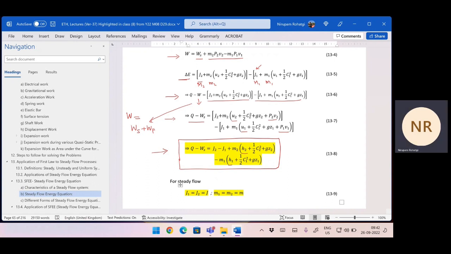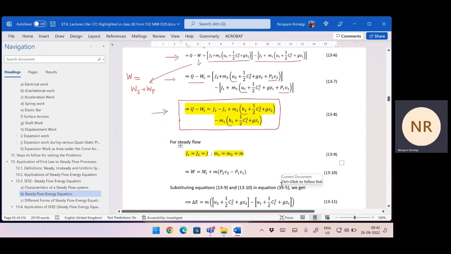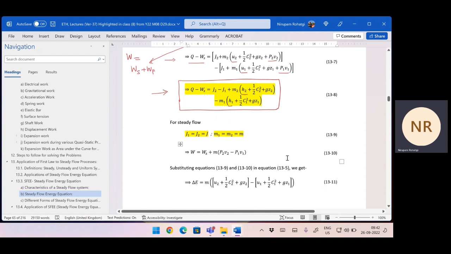Now, if you look at this equation, you can very well apply here the assumptions of the steady flow and you get the equation for steady flow. So what are the conditions of steady flow? J1 and J2 should be the same. Nothing should change inside the main system. The mass which is entering should be equal to the mass which is leaving. So it is m.